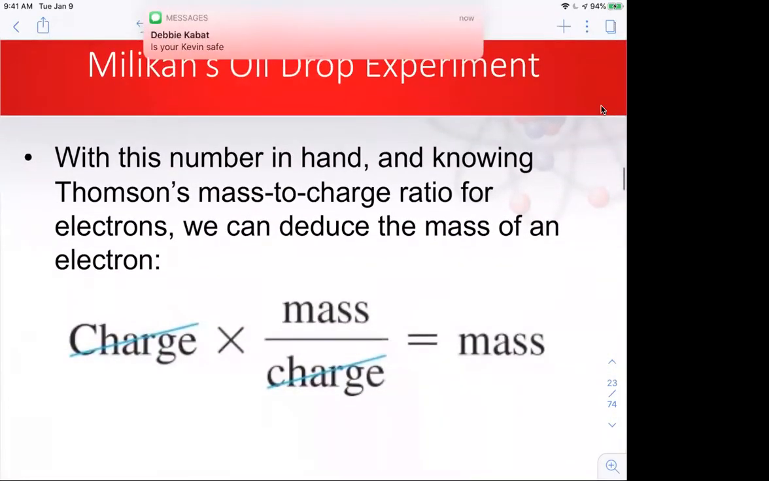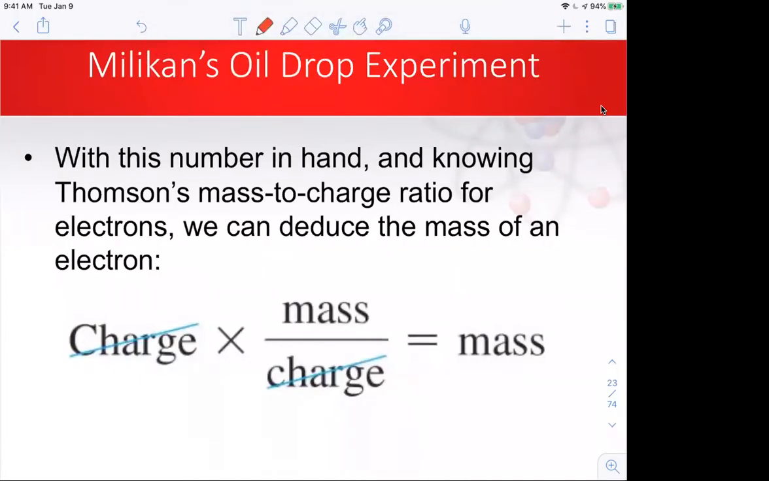With this number in hand, and knowing Thomson's mass to charge ratio for electrons, we can deduce the mass of an electron. So if I look at charge times mass over charge, I can cancel out my charge, and what I'm going to get is the mass.